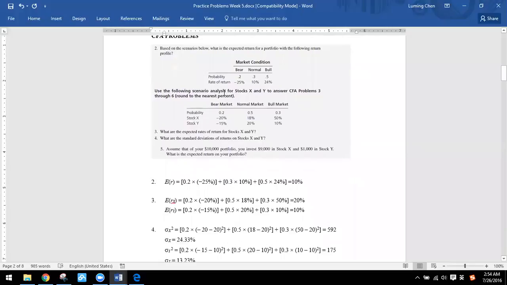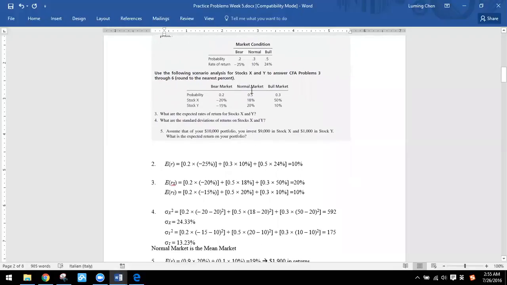Use the following scenario for stocks X and Y to answer 3 through 6. So this is good time, mean time, and this is the bad time, this is the normal time, and this is the good time. So for stock X, considering the 3 scenarios, the expected return should be 20%. And for stock Y, it's 10%. What are the standard deviations of returns on stocks X and Y?